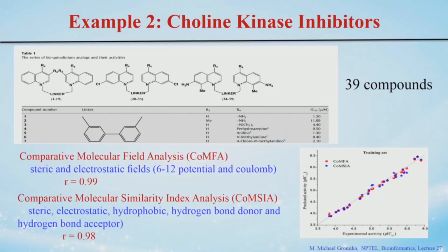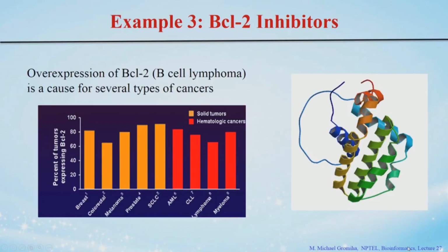This is another example: the choline kinase inhibitors. Here the core is common and there are different R groups. For 39 compounds with various R groups we have the IC50 values. How to do this? In this case they developed force field based methods. For example, they used the electrostatic potential and the 6-12 Lennard-Jones plus Coulomb potential, and from this they are able to predict the experimental activity with high accuracy for this type of inhibitors. Then I will explain another important example, the BCL2 inhibitor.